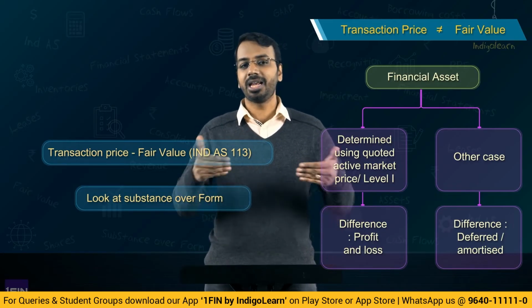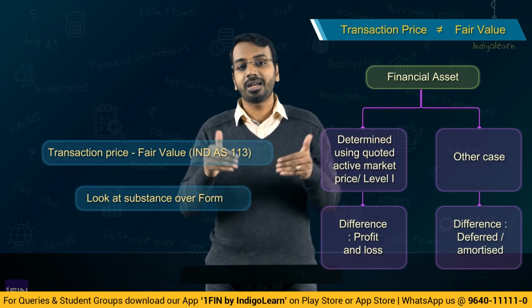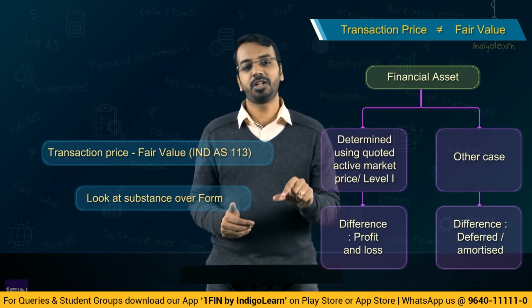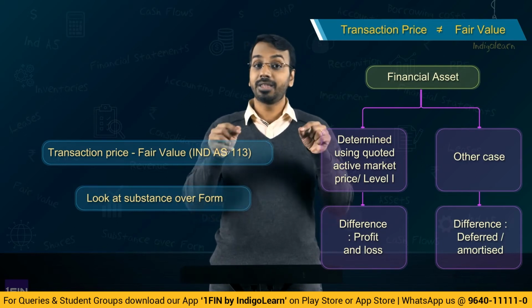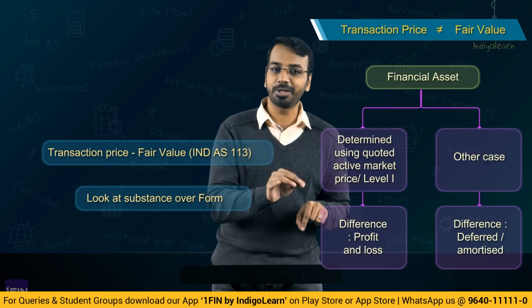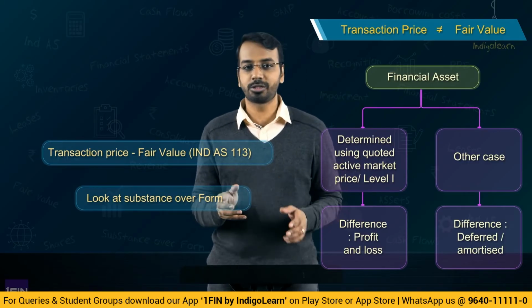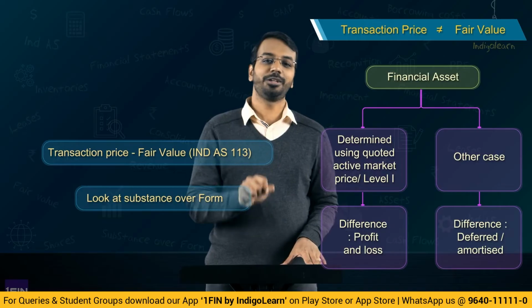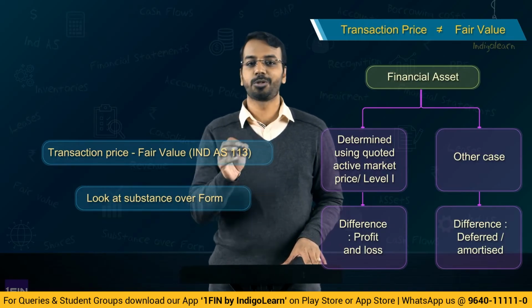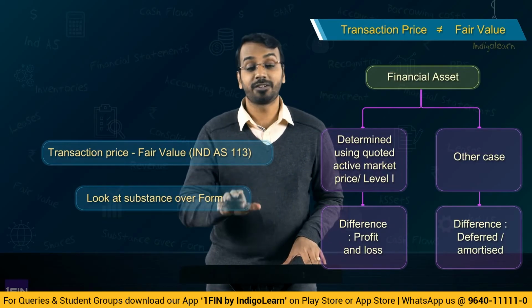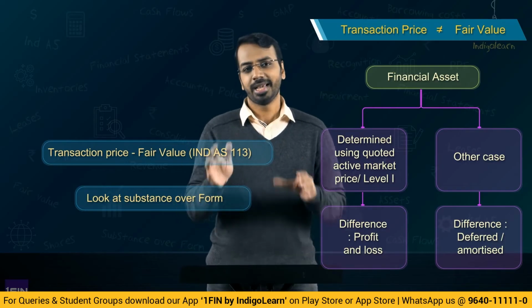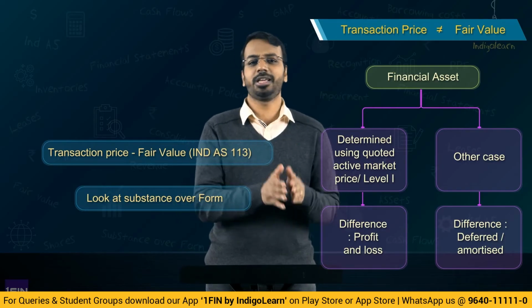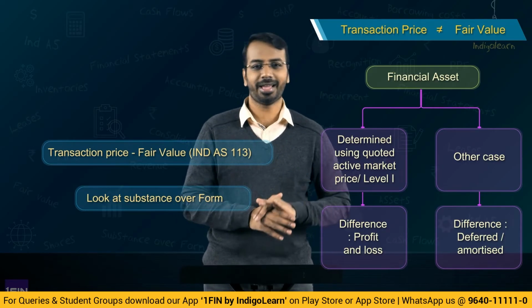So, if they are unrelated parties, then the difference will be taken to P&L. But if they are related parties, the difference may not be taken to P&L, right? And also, if the fair value is not determined using observable market inputs or level 1 inputs, then the difference will have to be deferred and amortized, right? It has to be considered on a case-to-case basis and accordingly you have to write the answers.